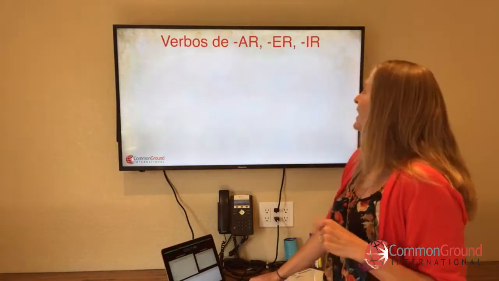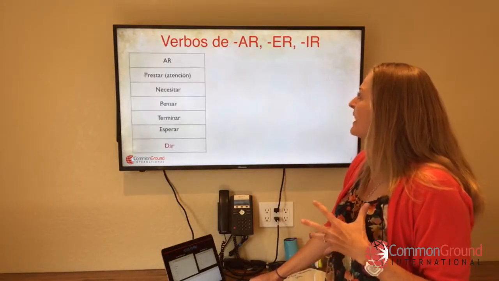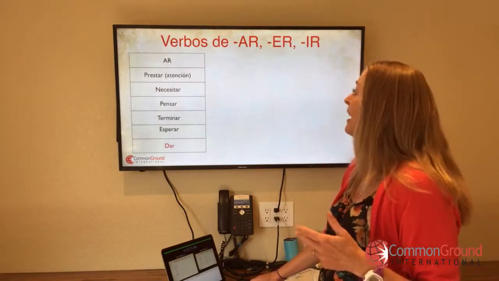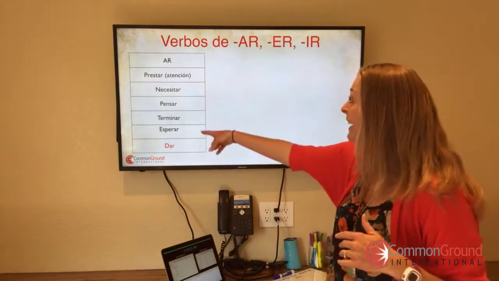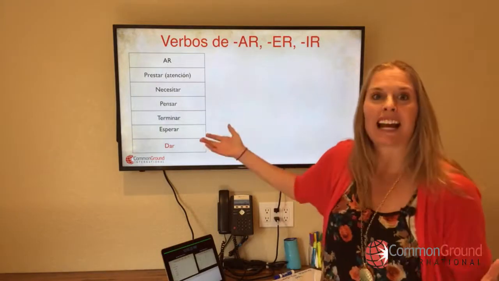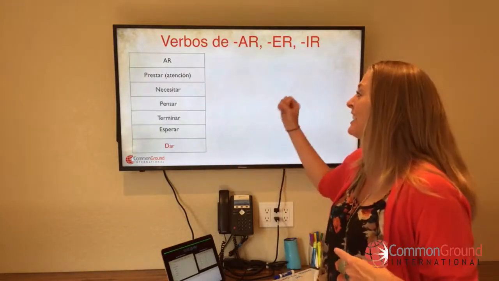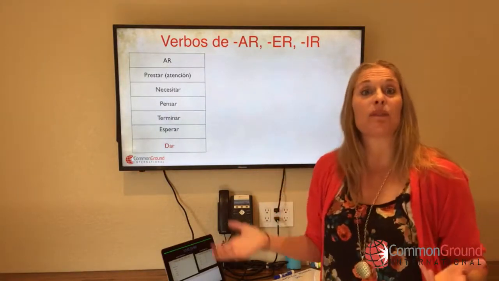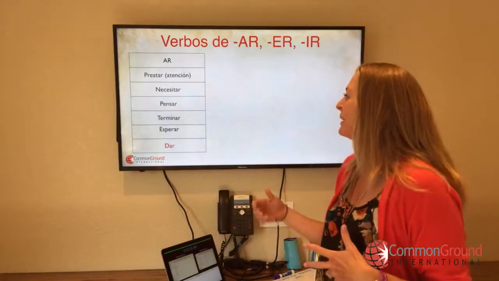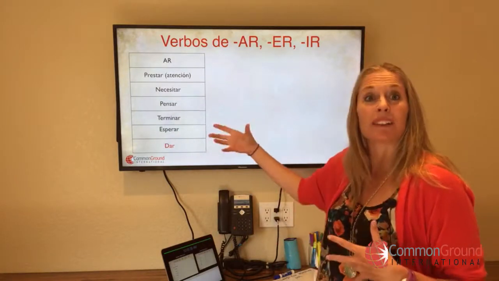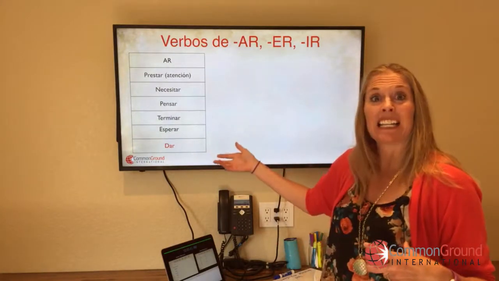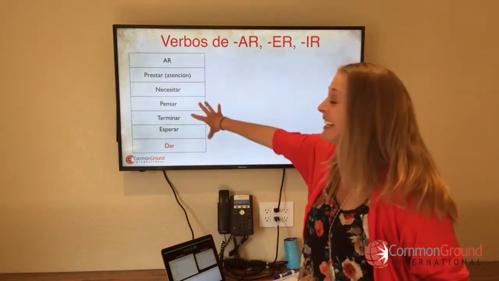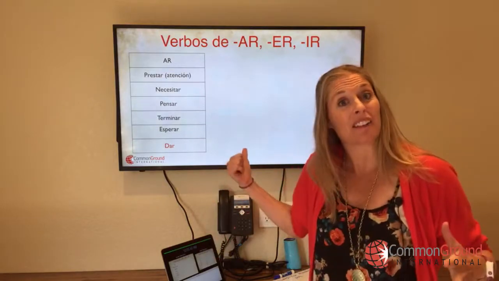Excelente. Okay, so unos ejemplos. We saw that, as you know, there's tres tipos de clasificaciones de verbos, okay? Verbos que terminan en AR. Unos ejemplos: prestar atención, to pay attention; necesitar, pensar, to think; terminar, to finish, un proyecto, un papel, un libro; esperar, to wait or to hope for; dar, to give. The ones in red are irregular. So all these ones right here that are in black follow the pattern that we just saw.